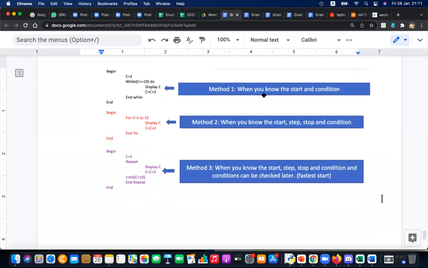So the first one is when you know the start and the condition. The second one is when you know the start, step and the condition. The third one is when you know the start, step, stop and the condition can be checked later. So this is like you check before you jump into the river. You check whether you can swim or not. After wearing a safety jacket, everything, then only you jump into the river.